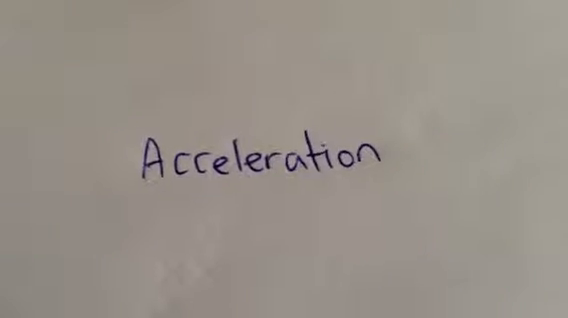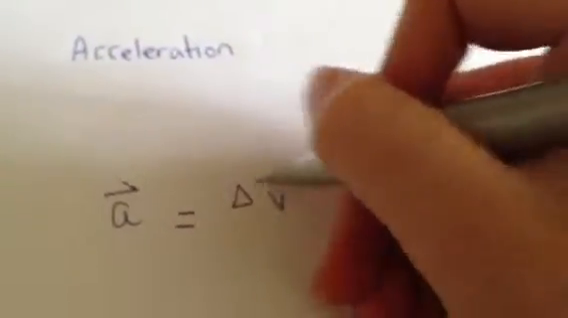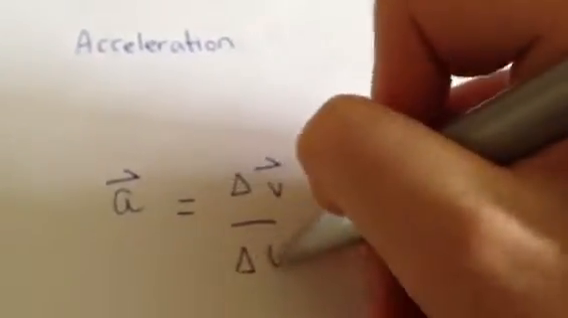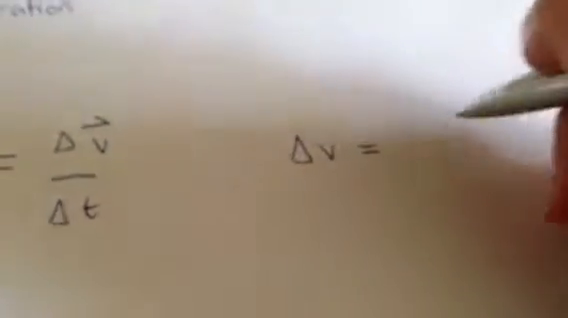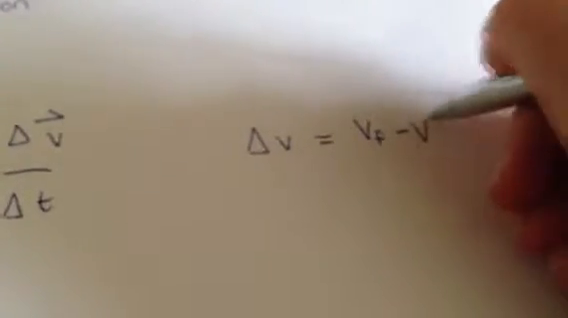So in this episode we're looking at the concept of acceleration. And acceleration, which is a vector quantity, is measured as a change in velocity over change in time. So we can represent a change in velocity as being the final velocity minus the initial velocity over time to be able to calculate that.